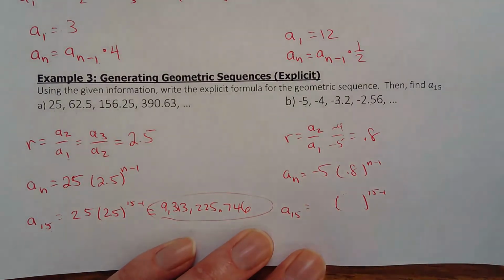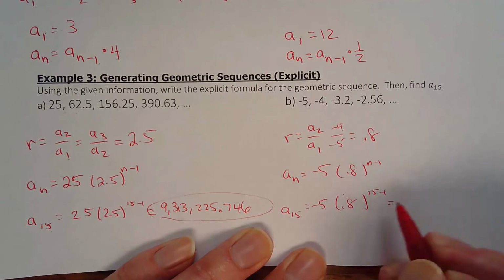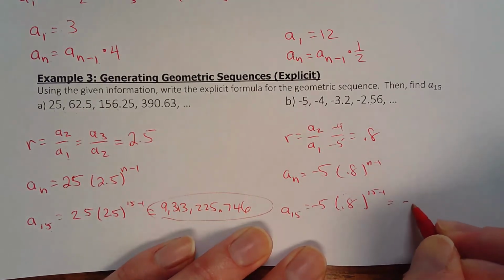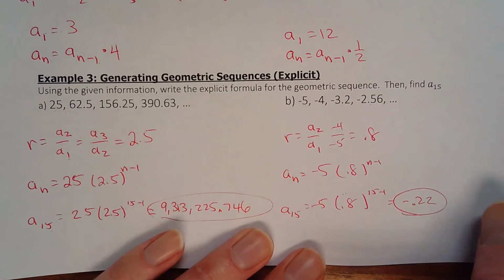And then plug those in down here. So the 14th power, because 15 minus 1 power, I get -0.22. And that one I think you have to round, so just go to a couple decimal places, do whatever MathXL says to get it to accept your answer. Okay?